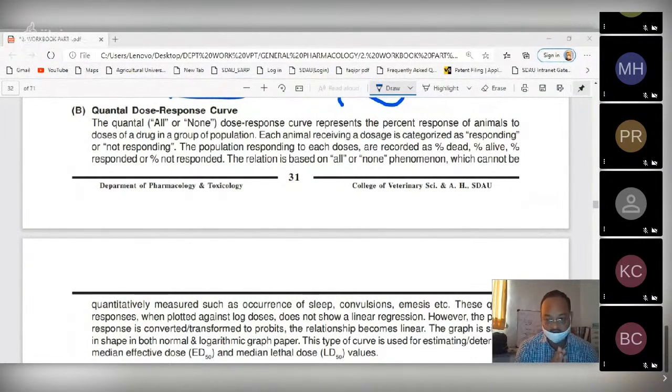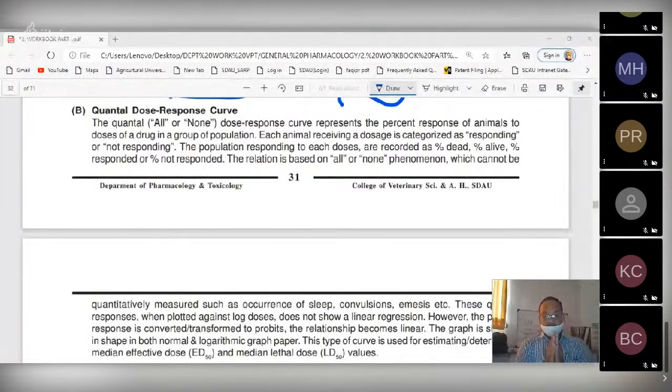What is the meaning of the quantum? Quantum means jumping. It will jump from one position to another position. So the quantal dose response curve is also known as the all or none dose response curve. Now, what does it represent? It gives you the percent of the response of the animal to doses of the drug.